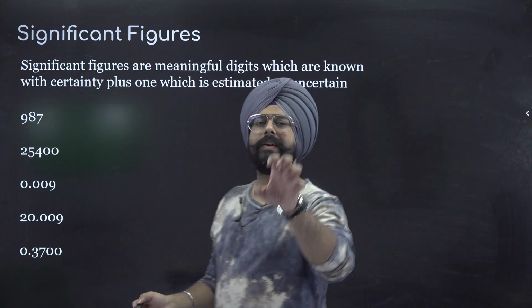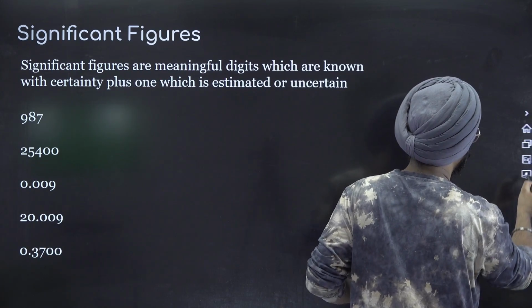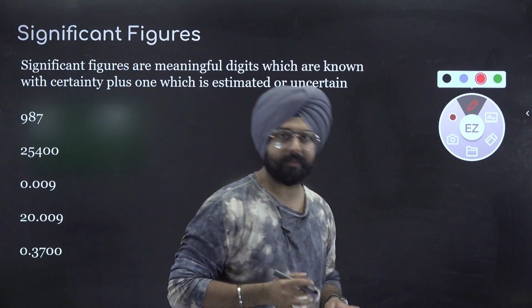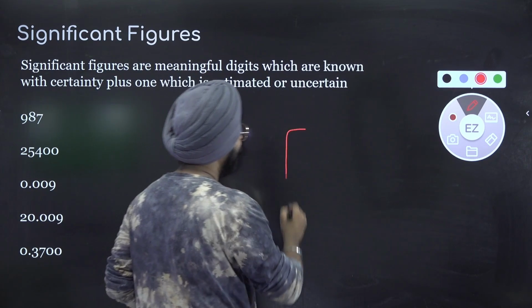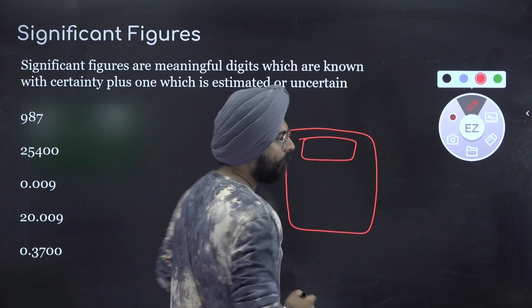I'll give you a real life example. Let's say you climb onto a weighing scale, and you're like, oh, I'm fat. So you climb onto the weighing scale and let's say it has a digital display, right?